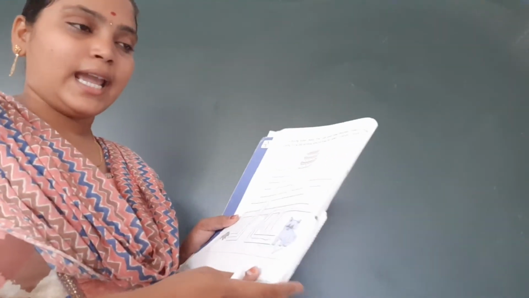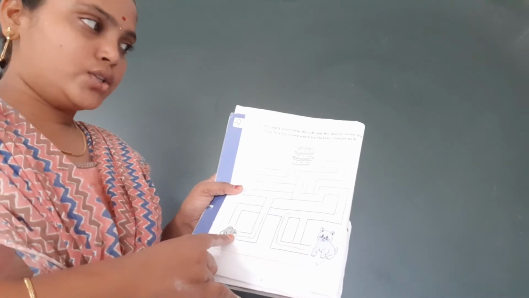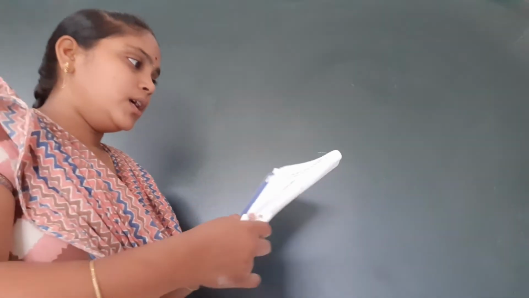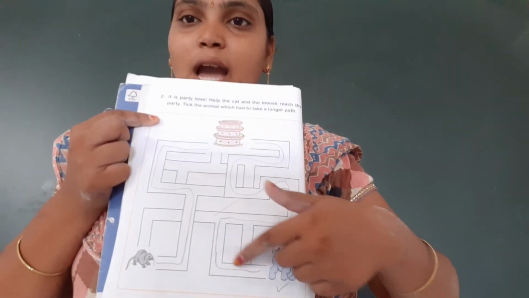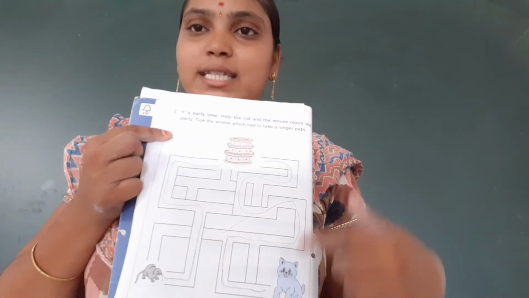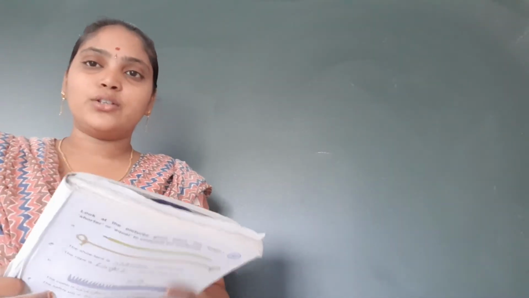Yes, here rat and cat are going to party, children. So here you have to help the cat and the mouse to reach the party. So here you have to draw the way to reach the cake. Okay, children? Here you have to draw the way to reach the cake, and after that you have to tick which animal had to take a longer path. So this is your homework, children. You have to complete page number 1 and 2.